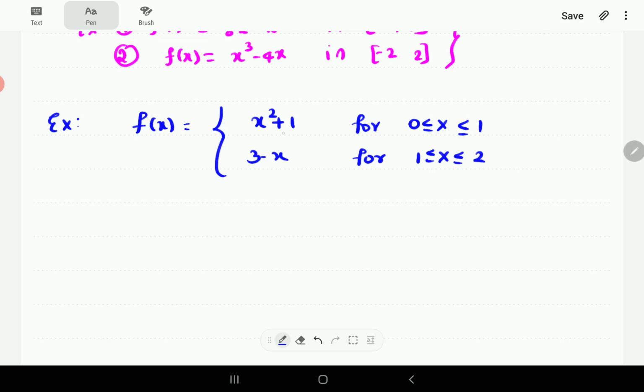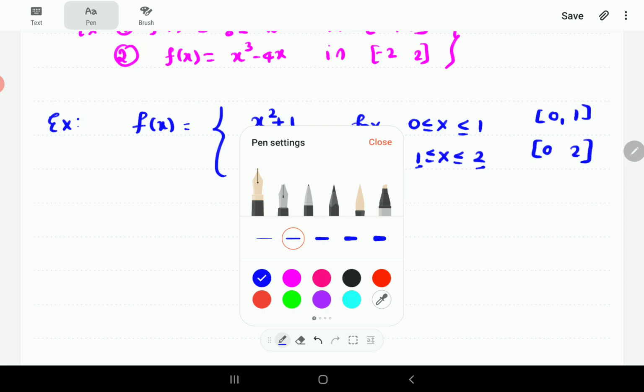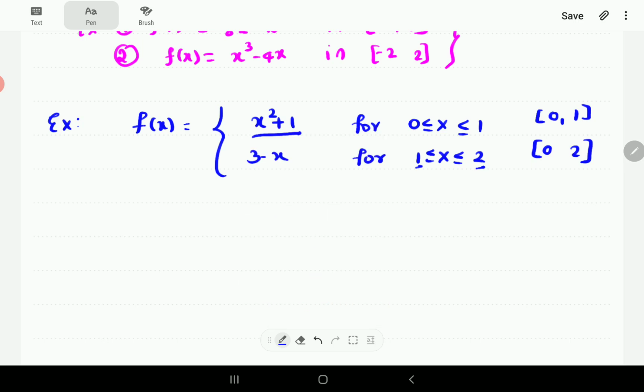So here f of x is defined on the closed interval 0 to 2. If you observe, it is between 0 to 1 and between 1 to 2. So basically we are defining a function between 0 to 2. So in particular f of x is x square plus 1 if it is in the closed interval 0 to 1, which being a polynomial. If you see, x square plus 1 is a polynomial, and basically the polynomial functions are derivable. As I told you, this is derivable and continuous for all x belongs to the closed interval 0 comma 1.